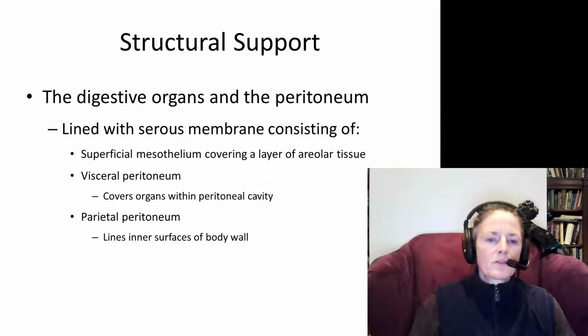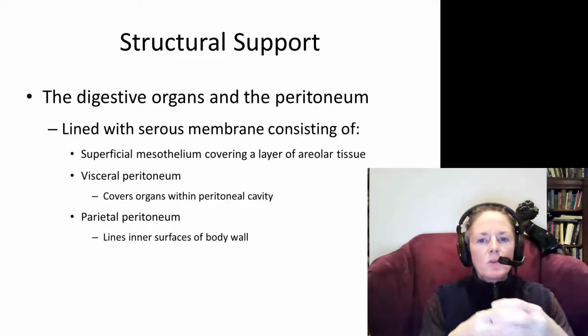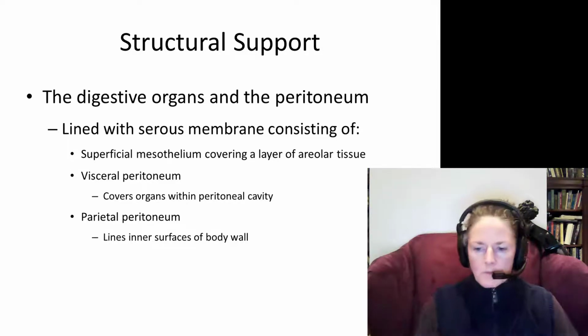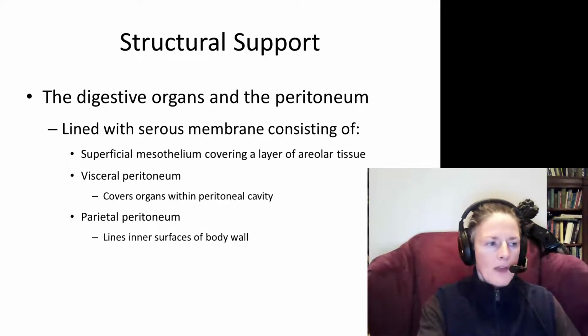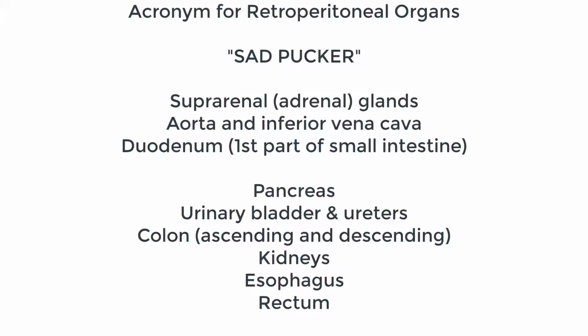And if they're not covered in the peritoneum, some of these organs are going to be adventitial. That means they will be surrounded by adventitia, which is a connective tissue layer that helps lock it in to the surrounding organs in that space. So this is the standard medical school acronym for how to remember the retroperitoneal organs, and they spell SADPUCKER.